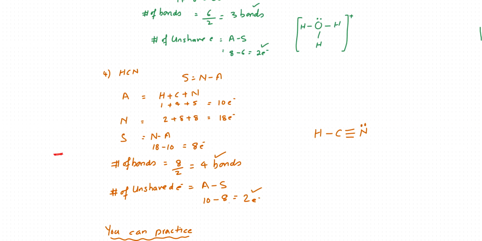There are 4 bonds, so we draw 3 bonds here and 1 bond here. And there are 2 unshared electrons on nitrogen. Because nitrogen now has 2 to 4, 5, 6, 7, 8. And carbon has 2 to 4, 5, 6, 7, 8. Hydrogen has 2. So all the 3 atoms are stable.